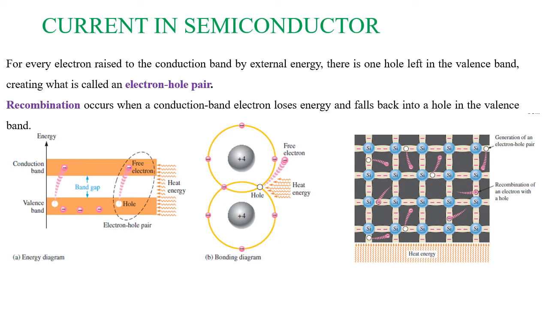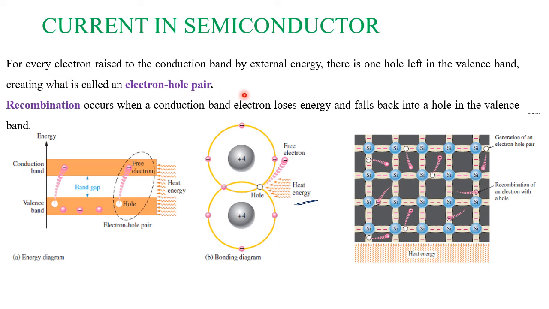Now you see the same picture here. At room temperature an electron gains energy and comes out, and that electron becomes a free electron, and then it leaves the place where it was originally placed. That becomes a hole. So that is why we are saying that for every electron raised to the conduction band, this is a process. What is the process? At room temperature the electrons gain some energy and come out. So when it comes out, there is a free electron and there is a hole.